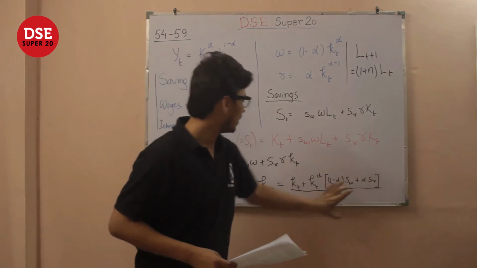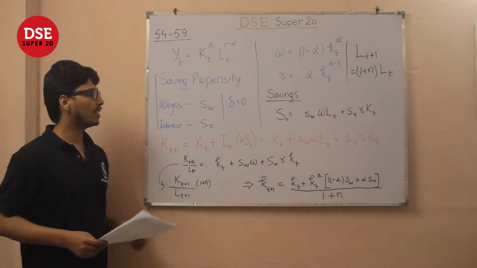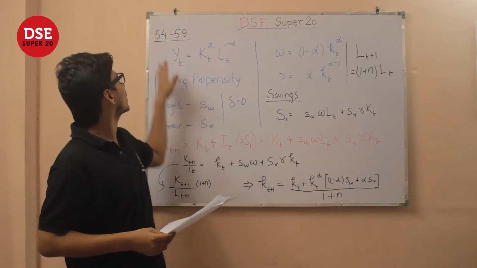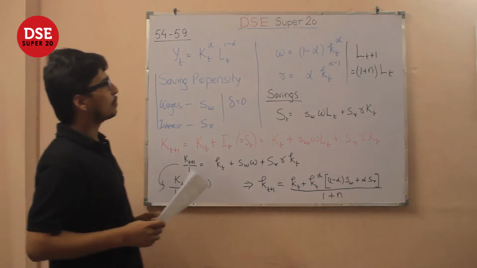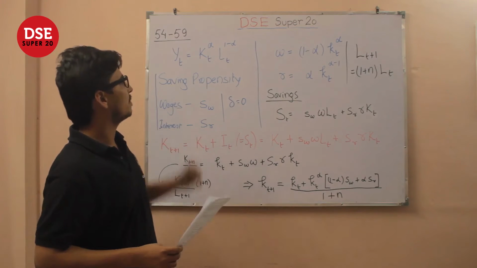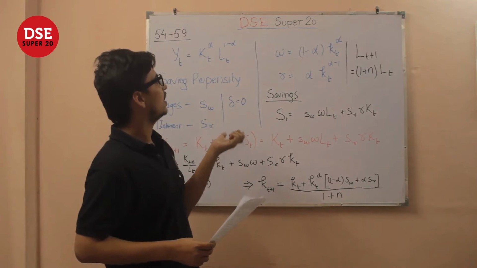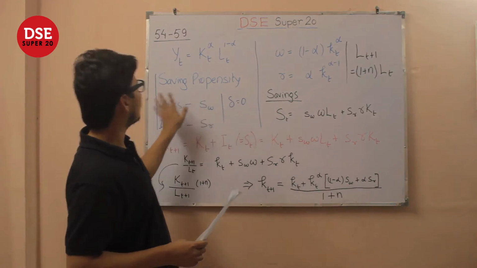This is a small equation. This is the capital augmentation equation in capital per capita terms. Now we are equipped to solve these sequence of questions from 54 to 59. One additional information you must get, that if there is a tax in this model, if there is some government and it is applying some type of tax rate on some type of earning.